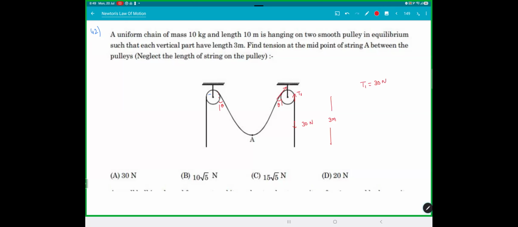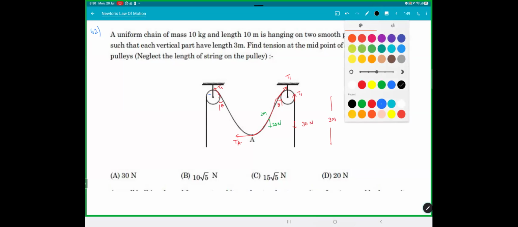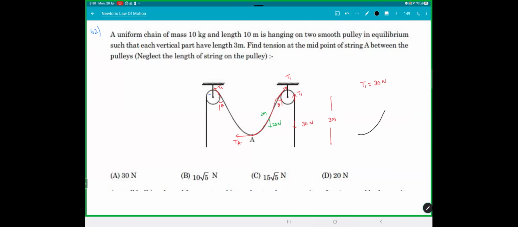So tension here also will act T1 at an angle. So here also tension is acting T1 at an angle. And if I just look at this half part here, at this point, the tension will be TA horizontal. Now, if this is 3 meter and this is 3 meter, that means the remaining balance is 2 meters. So this weight must be 20 newtons. I'll just draw that half thing there. So this half which is looking like this.